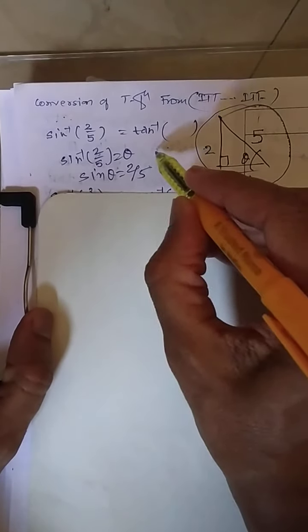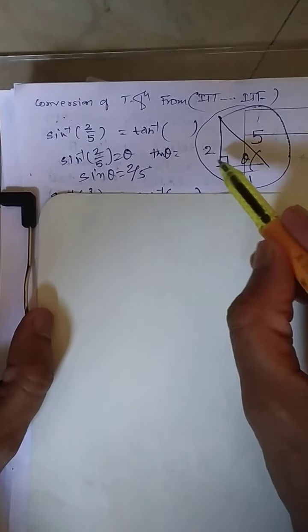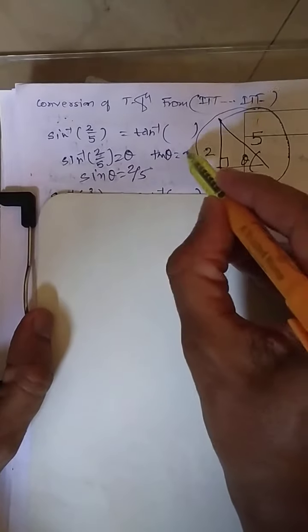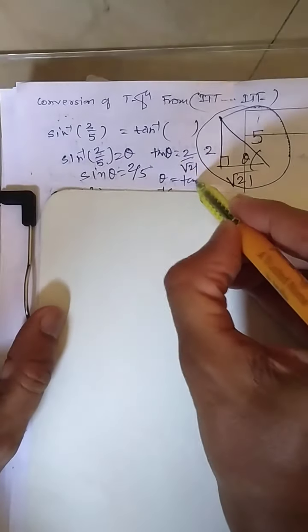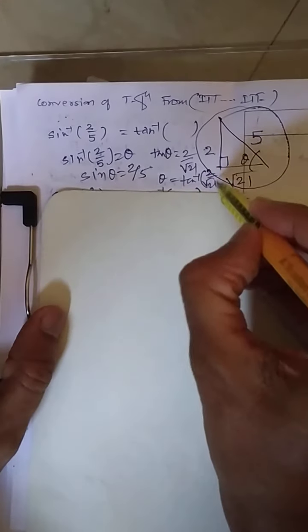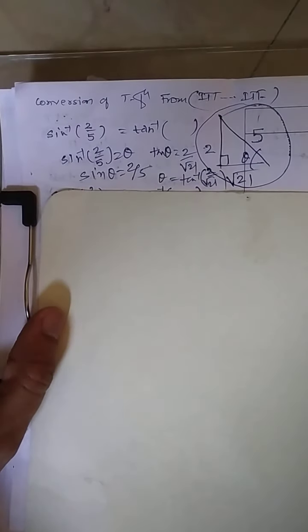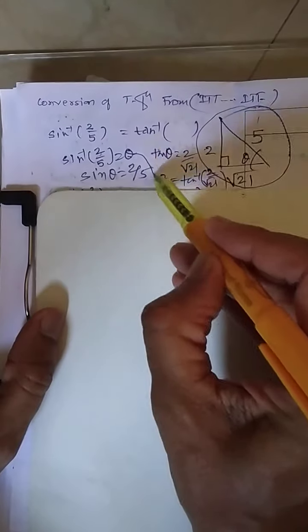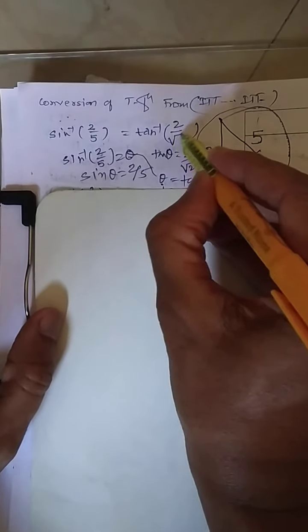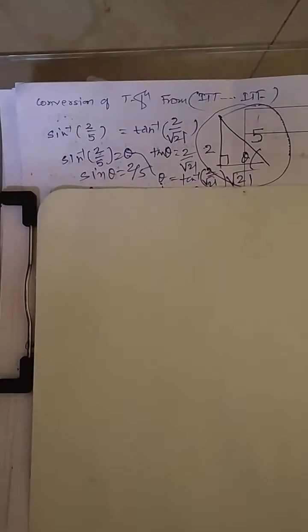What is tan theta in this figure? Tan theta in this figure is nothing but 2 by root 21. Therefore, what is theta, I am asking? Then you will answer me tan inverse of 2 by root 21. Look here, this theta and this theta are the same now. If you compare, it will be nothing but 2 by root 21. This is a better way to convert any trigonometric function. Always draw the figure and get the values.